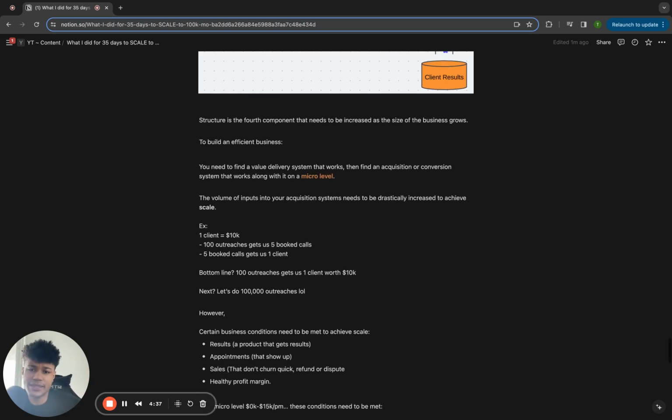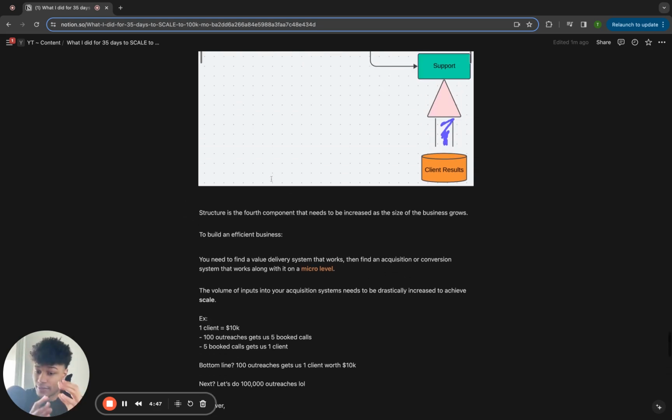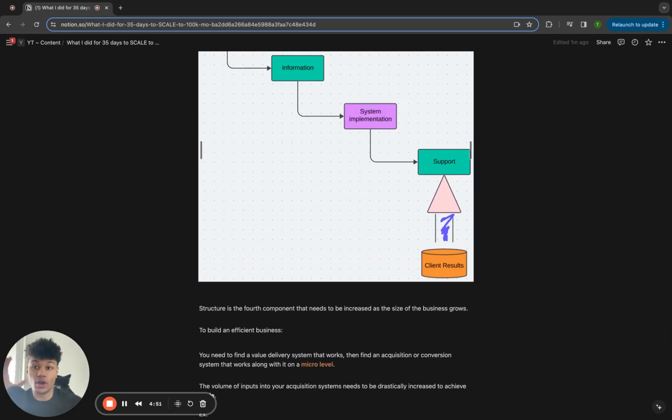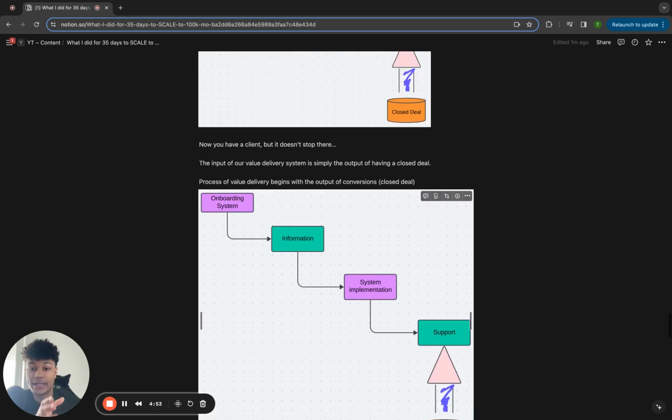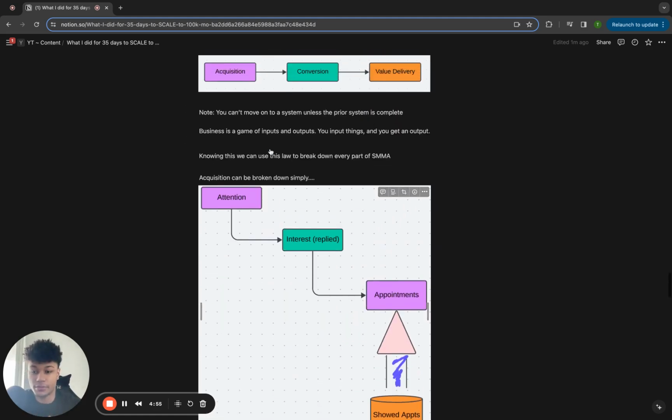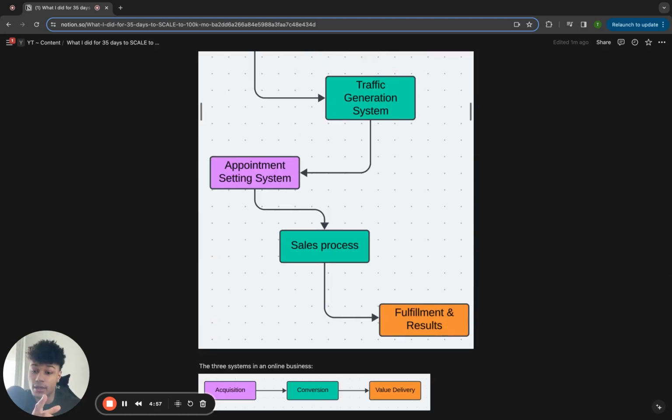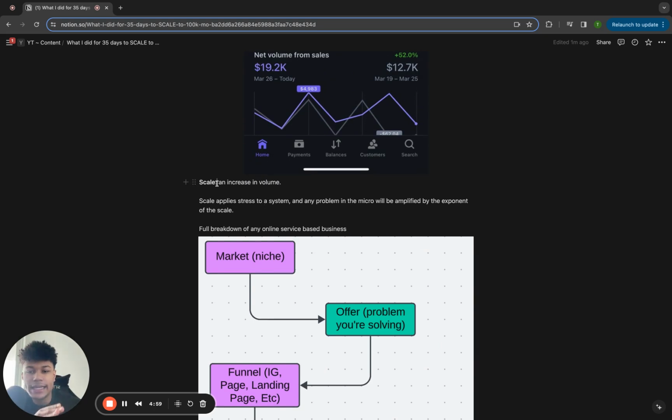To build an efficient business, you need to find a value delivery system that works, then find an acquisition or conversion system that works along with it on a micro level. Okay. And so a lot of people think business is super hard. It is on the micro level, because you have to find the business conditions that allow for something like this to work. Scaling, on the other hand, is simply an increase in volume. Scaling is not hard, okay? We're just applying stress to a system and increasing the volume, okay?